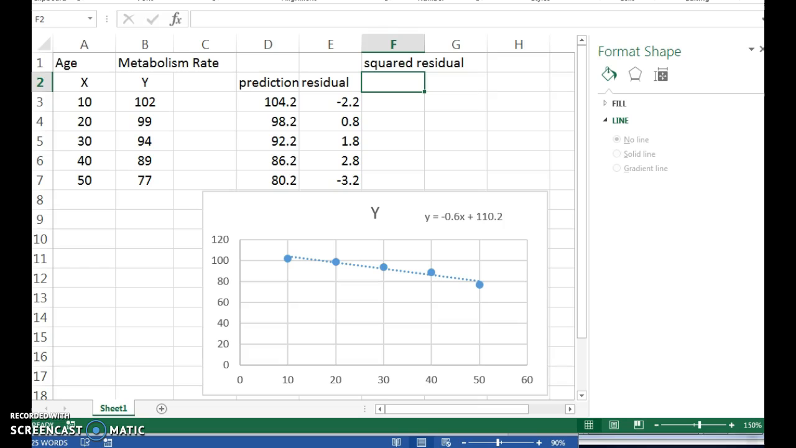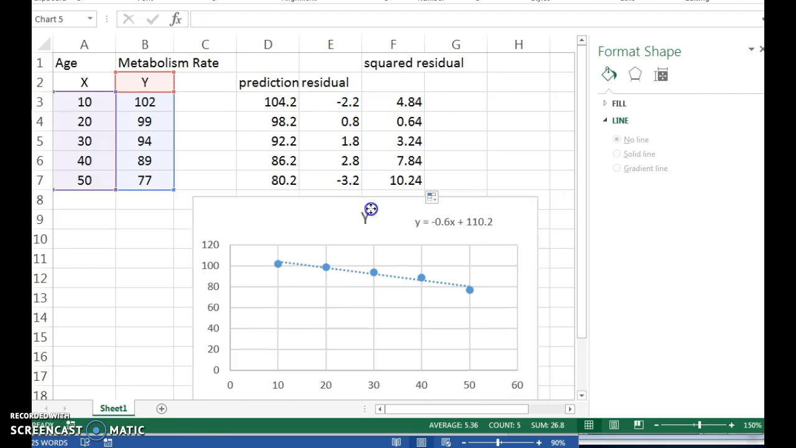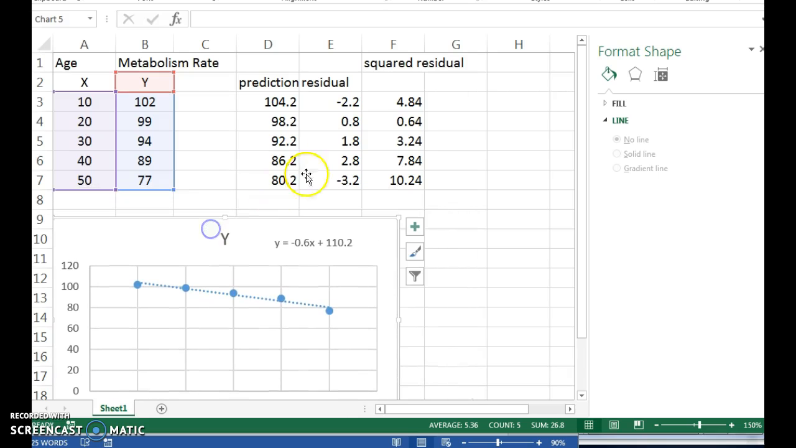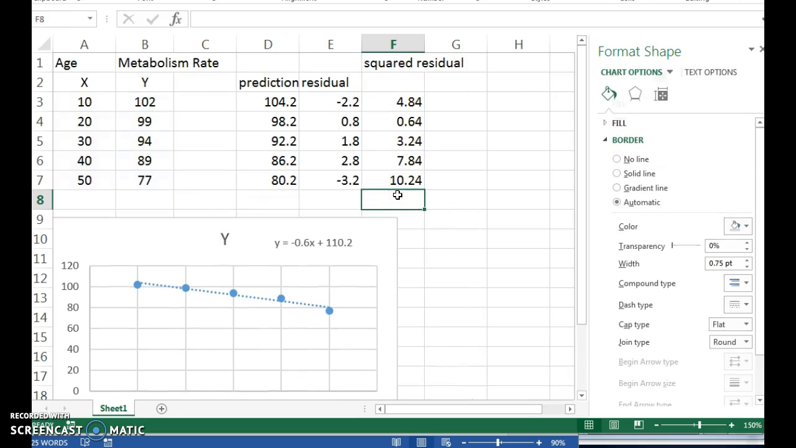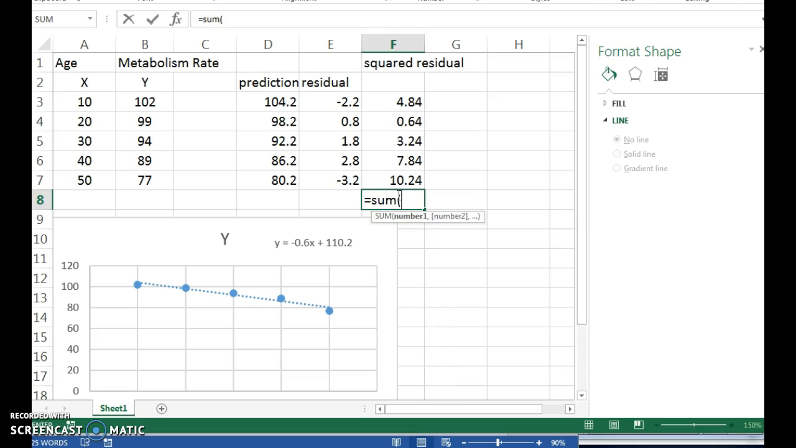Sometimes you might be asked to find the sum of the squared residuals. All that means is to find the residuals, and then you'll want to square them. So I'll take each value and raise it to the second power, square it. And then if you're finding the sum of the squared residuals, it just means sum those squared values. So the sum then of those squared residuals.